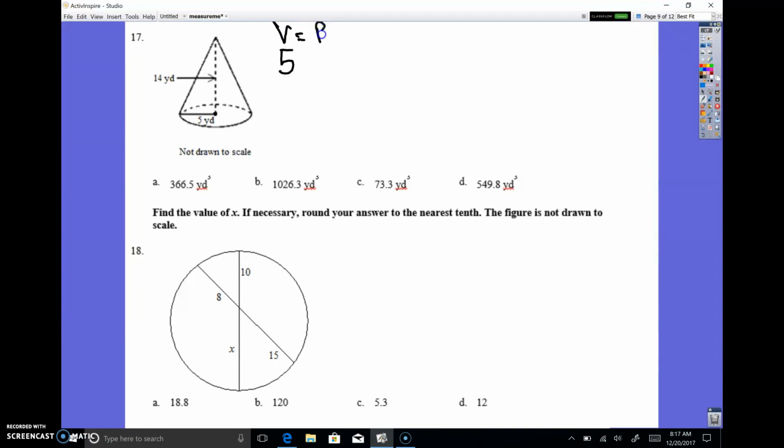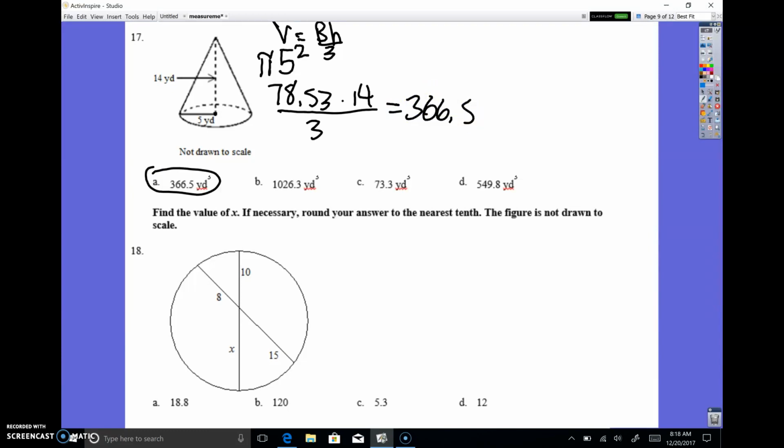Remember, base times height divided by 3. This is a circle, so we do pi r squared, which is pi times 5 squared. So this is 78.53, okay, times the height, which is 14, divided by 3. I can't do this in my head, so I'm going to use my trusty calculator. And I get 366.5.